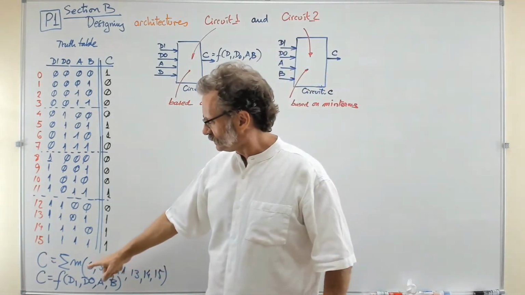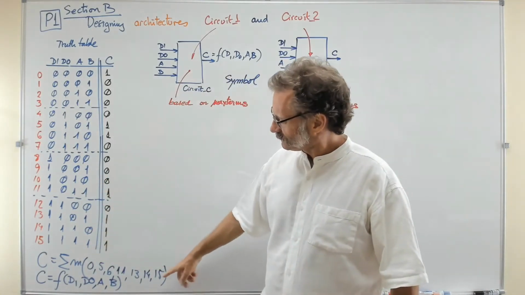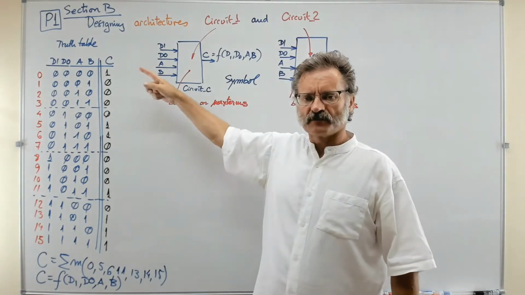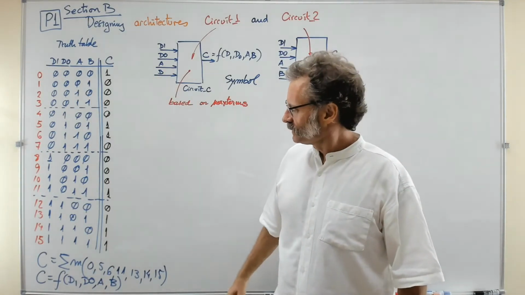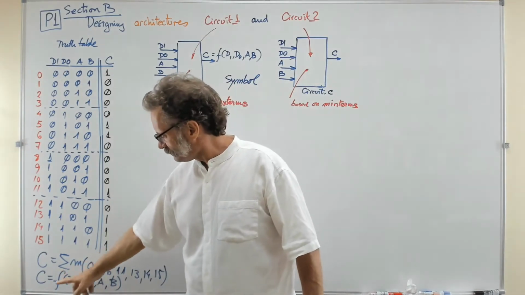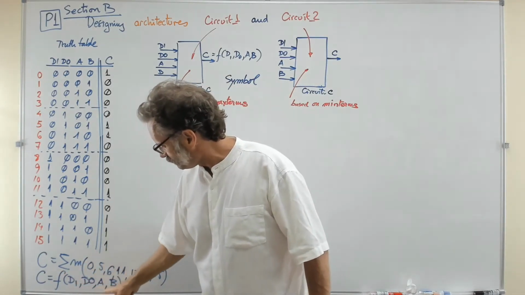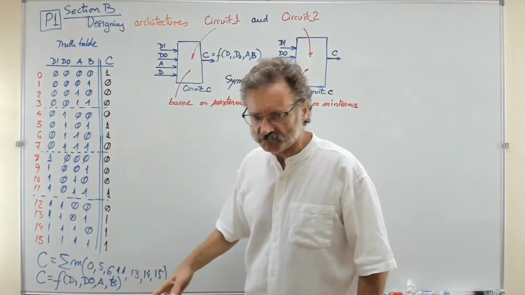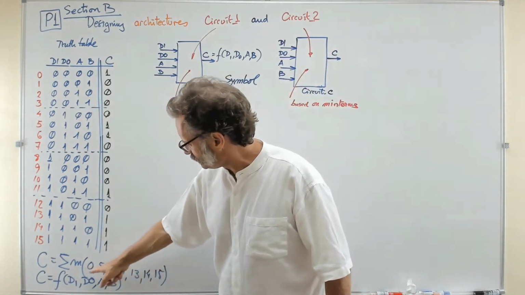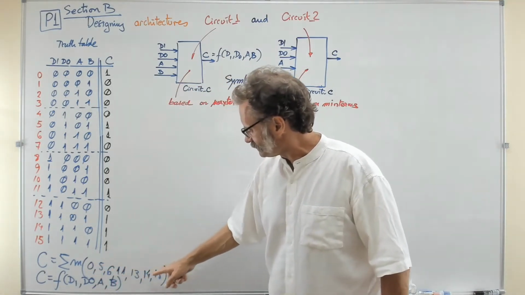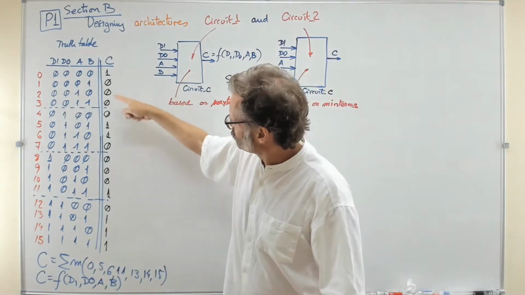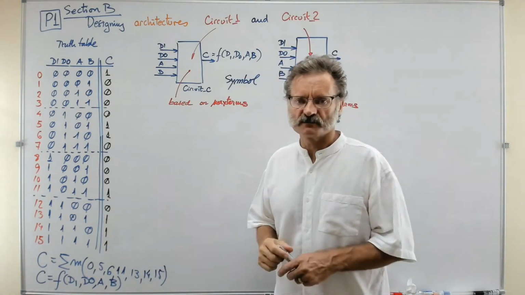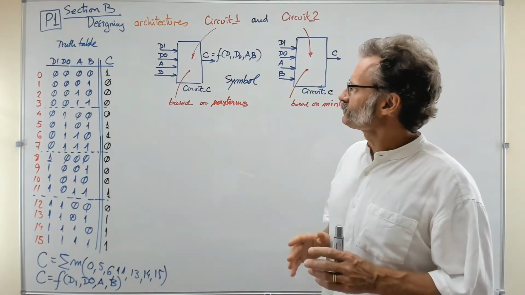So the truth table was in the end something like this, you see, ones and zeros for the 16 different combinations. C was a function of D1, D0, A and B. And this table was composed of some minterms, for example, the ones that you see here: 0, 5, 6, 11, 13, 14, and 15. Those are the terms which are 1 in the truth table. Okay, so these are the initial specifications of this design.